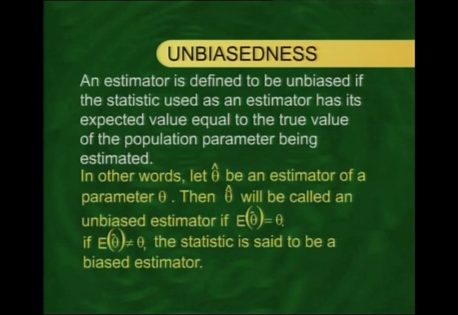An estimator is defined to be unbiased if the statistic used as an estimator has its expected value equal to the true value of the population parameter being estimated. In other words, if theta hat is an estimator of a parameter theta, then theta hat will be called an unbiased estimator of theta if E of theta hat is equal to theta. On the other hand, if the expected value of theta hat is not equal to theta, then theta hat will be said to be a biased estimator.